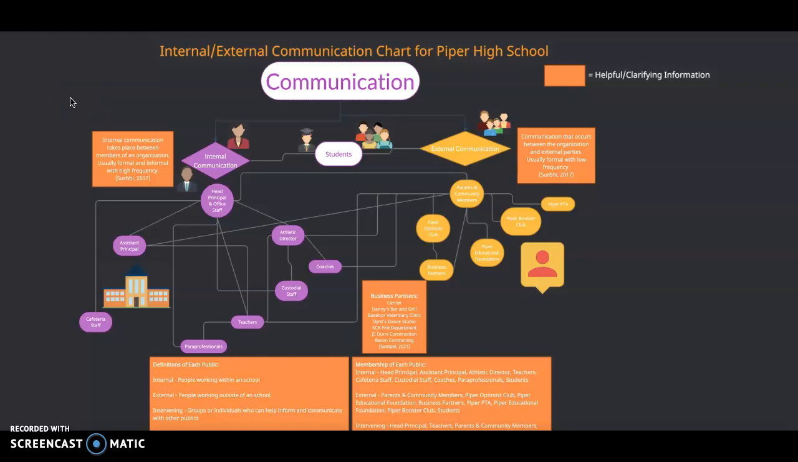This assignment required us to look at different internal and external communication practices and different internal and external public groups within our school and community. And so I made a flow chart to clarify this and make it easier for the viewer.